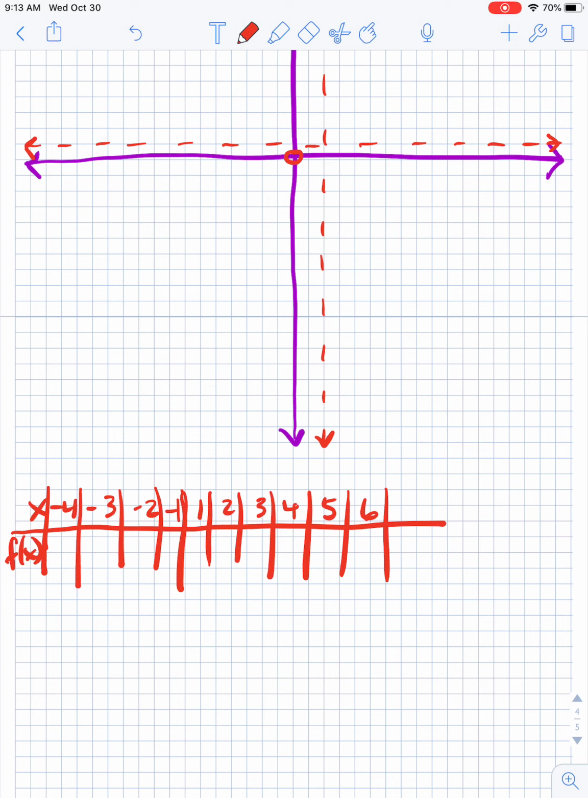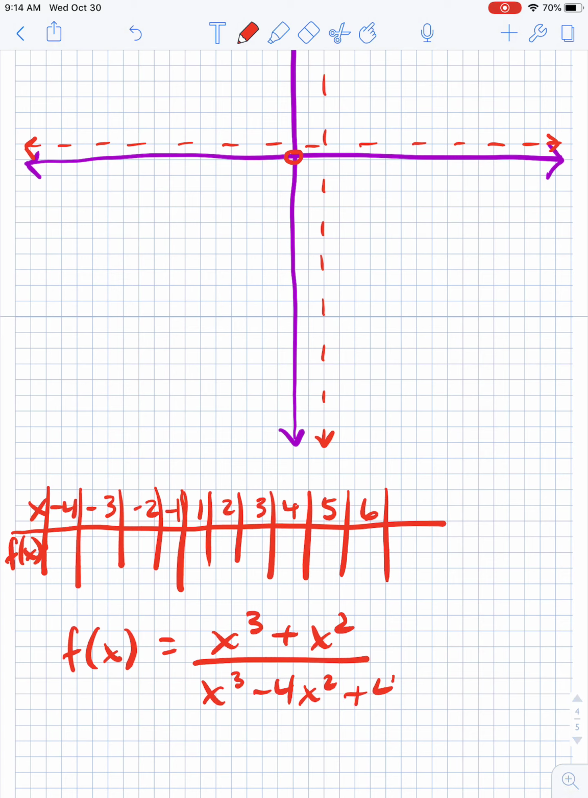And then from here, I am taking my entire function, which was, if we remember, x cubed plus x squared over x cubed minus 4x squared plus 4x. And all I'm doing is plugging in the x values into the function to figure out what my y values are going to be. And then you're just plotting the points.